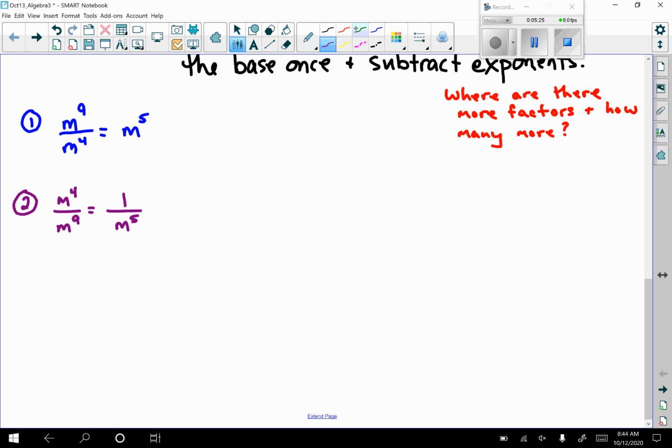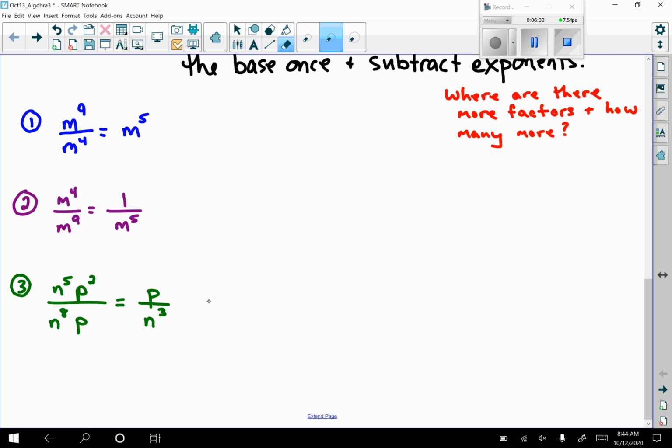So I was able to avoid negative exponents here in number 2. But let's take a look at another one. Let's say I have n to the 5th p squared over n to the 8th p. So here I have a couple variables, but notice my powers of n. We would just want to ask, where do we have more n's? And that would be in the denominator. How many more? I'd have 3. Where do we have more factors of p? In the numerator. How many more? Just 1. So this simplifies to just p over n cubed.